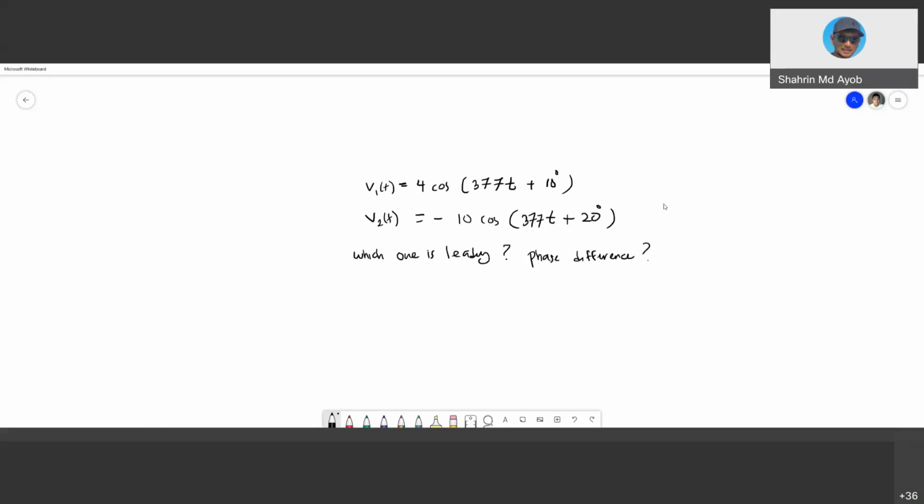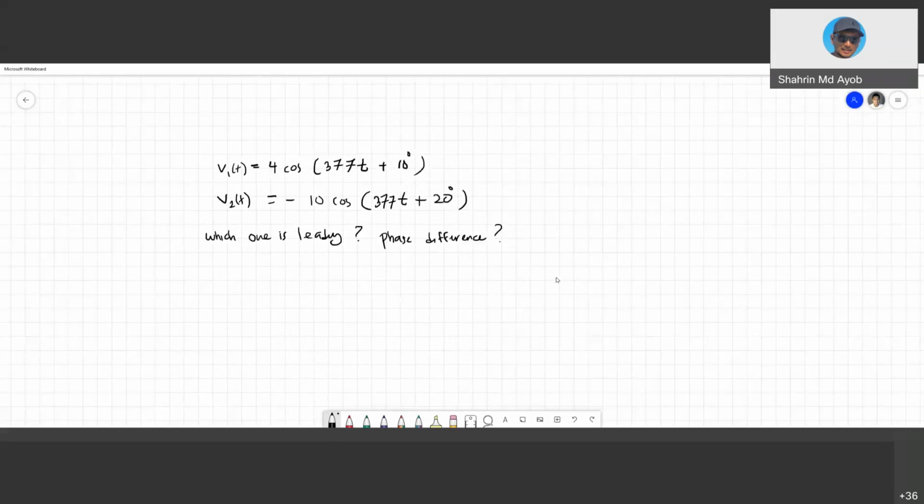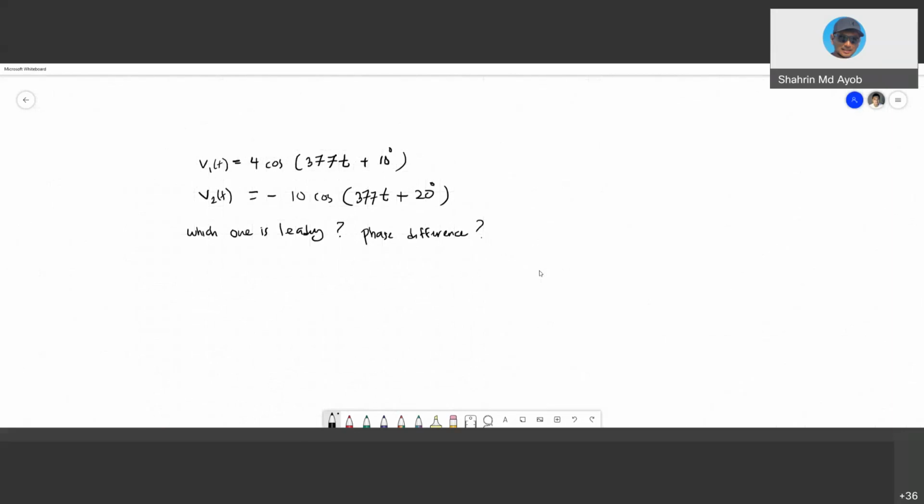Okay, so let's discuss this one. As you can see, V1 is already in the cos function, so what you need to do is convert it first into a phasor. So this one is 4 with an angle of 10 degrees. But for the second function, you cannot directly convert into a phasor because you have a negative here.